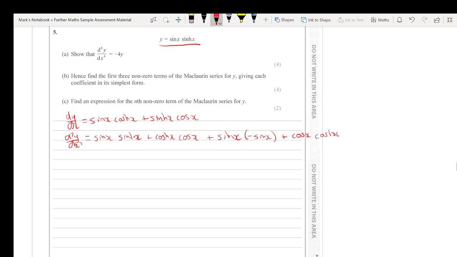Okay, now noticing that you've got a sine x times minus sine and a sine x times positive sine, so in fact these two things will cancel each other out, so that and that will disappear, and you've got cos x cos x and another cos x cosh x, so it's the same as 2 cos x cosh x.